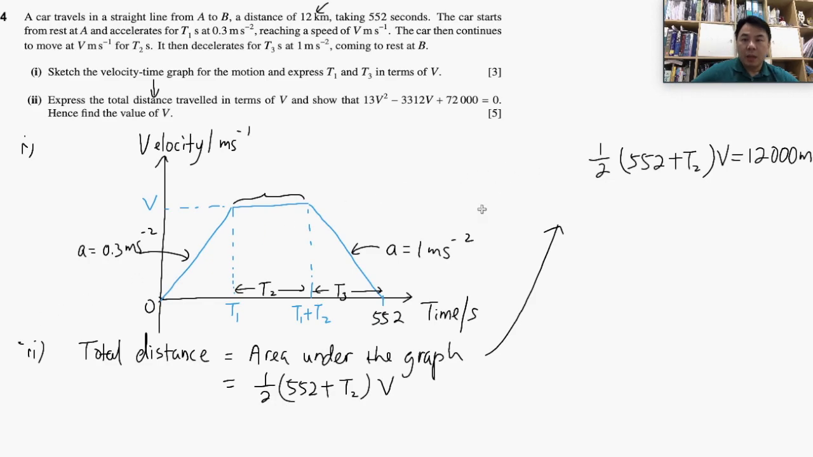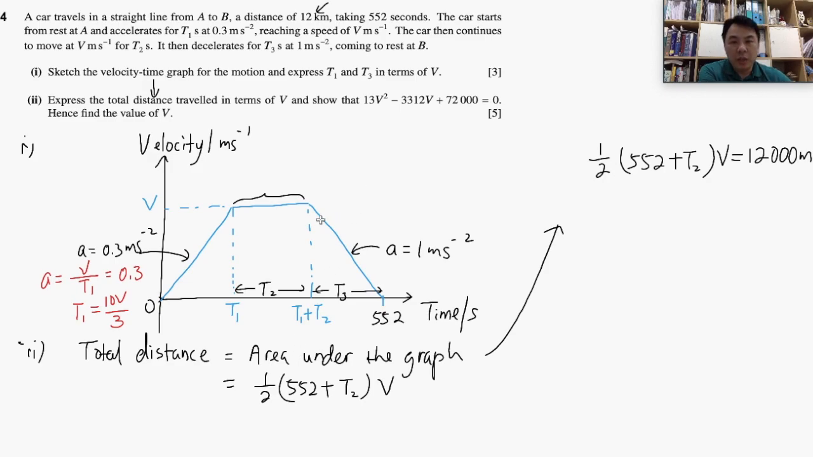Now next, what other information do I have? Like in the exam under pressure, we have to make use of all the information that we have. Here we can see that we have acceleration. This acceleration a is given by v divided by t1, and this acceleration is equal to 0.3 meters per second squared. Therefore, t1 is v divided by 0.3, which is 10 over 3 v. That's t1.